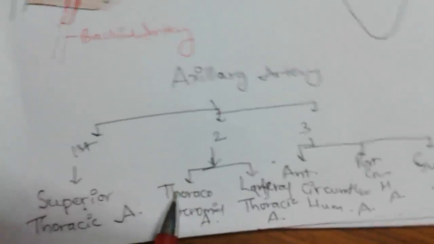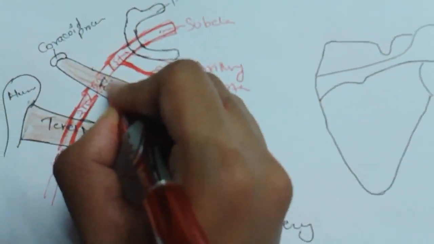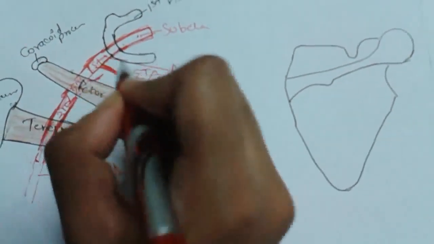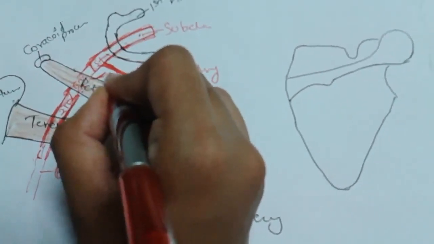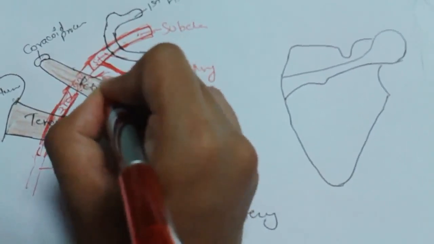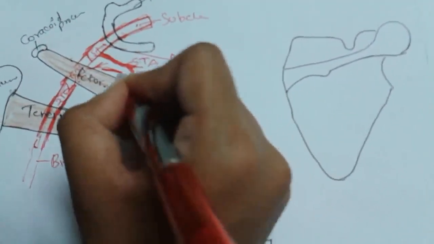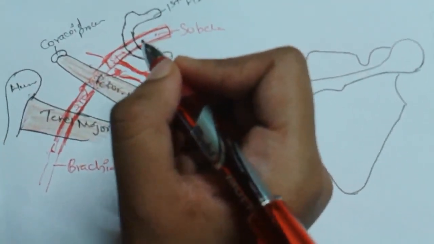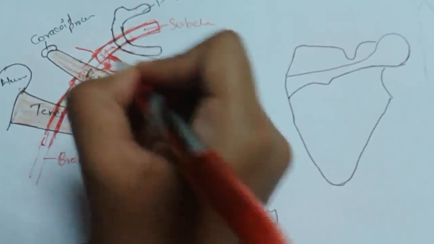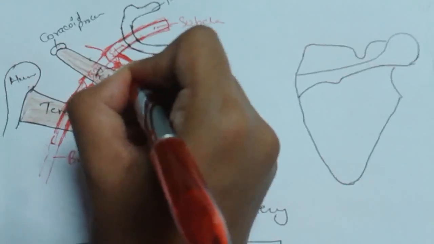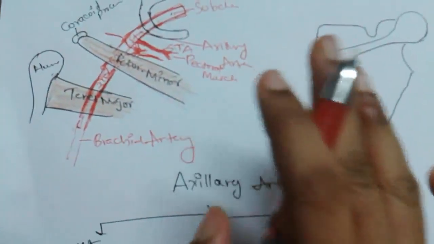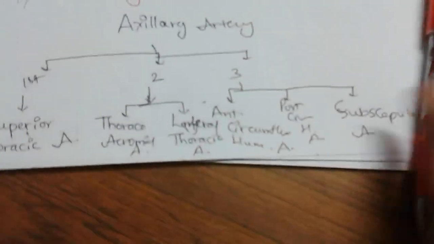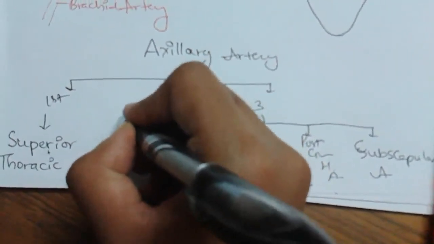Okay, the thoracoacromial artery first emerges at the upper border of the pectoralis minor here, and then it divides into four branches. One is the pectoral branch, which supplies the pectoral muscles, just like the superior thoracic artery. The second branch is the deltoid branch. It goes and supplies the deltoid muscle. The third branch is the acromial branch. As you know, in the scapula there is a process called the acromion process. It supplies the acromion process. The fourth branch is the clavicular branch. It supplies the clavicle.